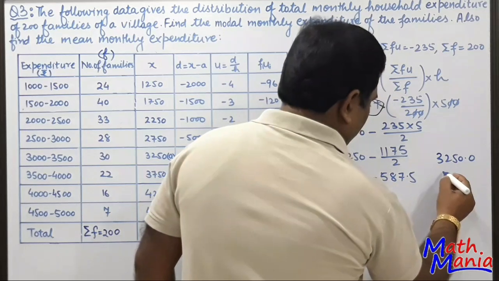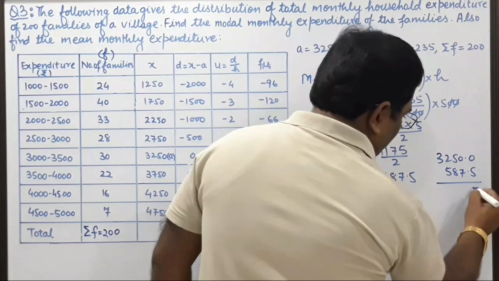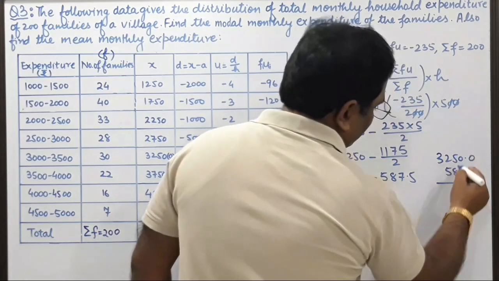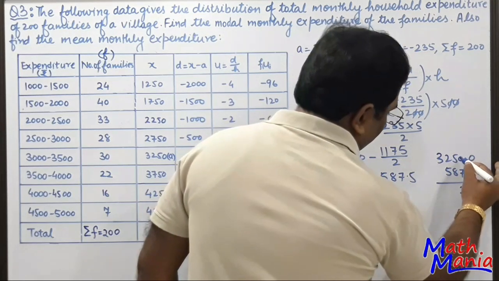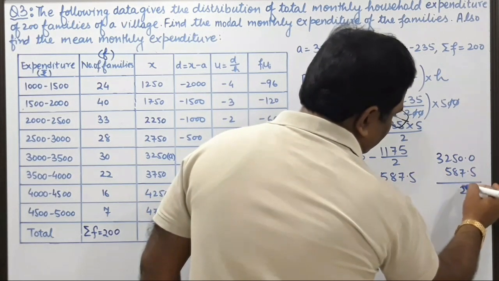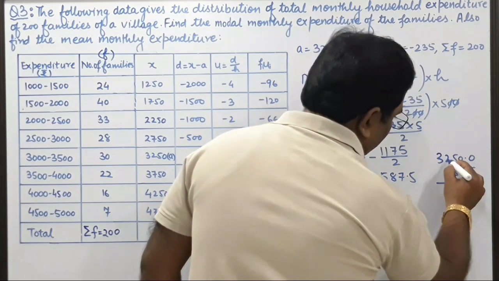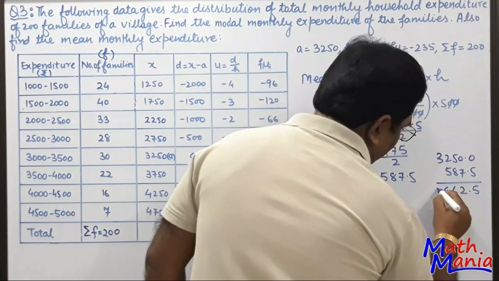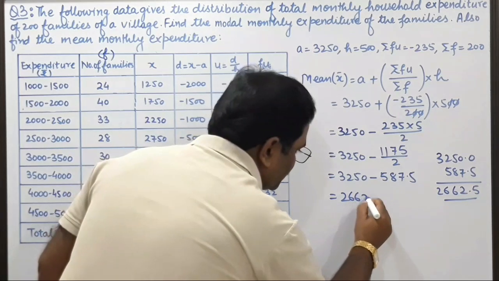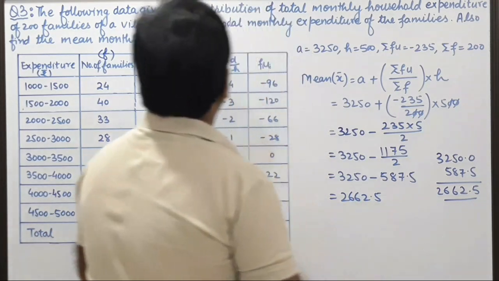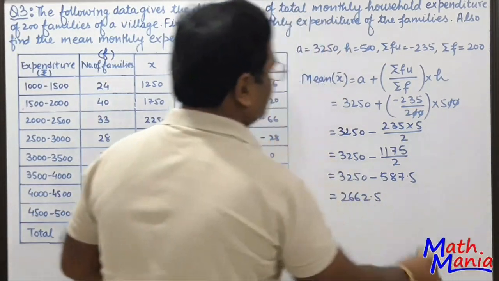So 3250.0 minus 587.5. So 0.5, 9 minus 7 is 2, 4, 14 minus 8 is 6, 1, 11 minus 5 is 6, and 2. 2662.5 is our required mean, monthly mean expenditure.